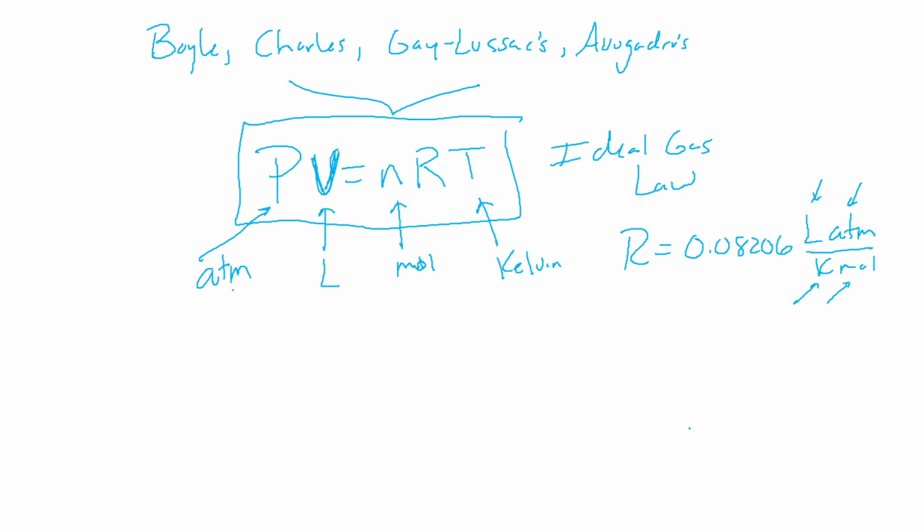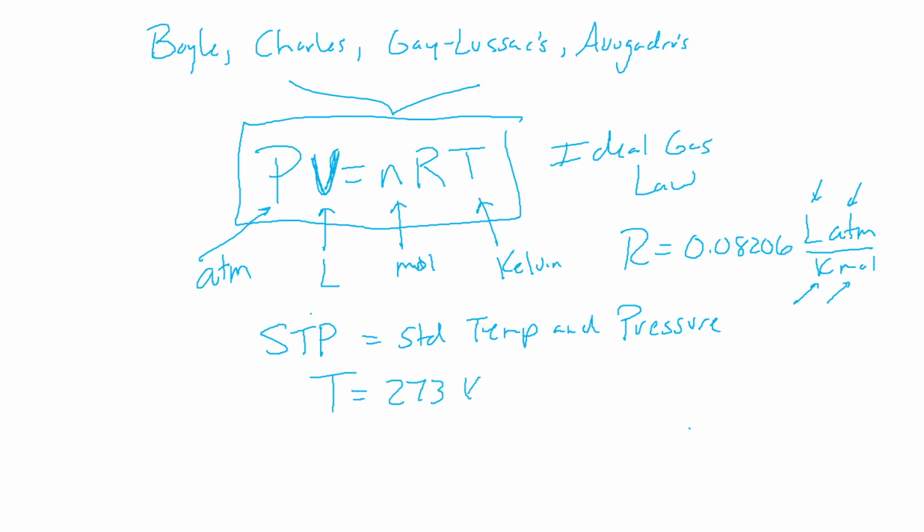Now, when we look at this, we can also have a relationship that sometimes happens, which is STP, and that stands for standard temperature and pressure. When somebody gives you a problem that says at STP, they are actually giving you those values. The temperature value is 273 Kelvin, or 273.15, and the pressure is 1 atmosphere. So those are the actual values when you're at STP.